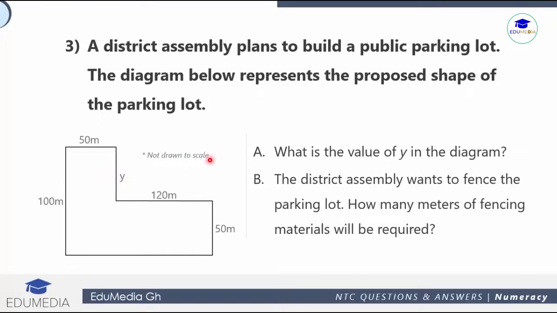And then also B, the district assembly wants to fence the parking lot. They want to fence this whole parking lot. So this is the shape of the parking lot. Now, how many meters of fencing materials will be required to fence this particular parking lot? So this is the question, and this is the diagram you have here. Let's quickly look at the solution and how we can approach a question like this.